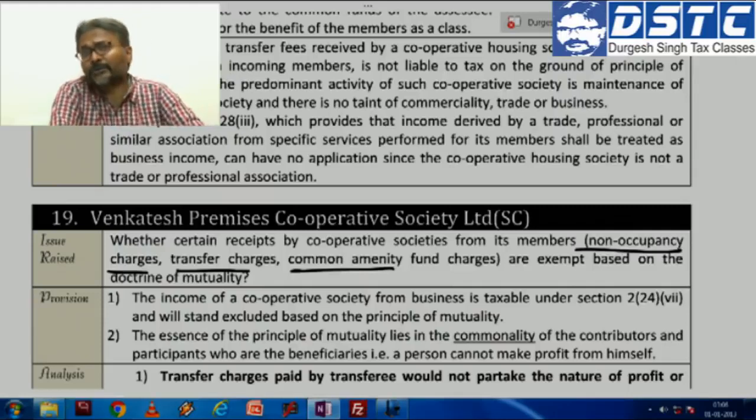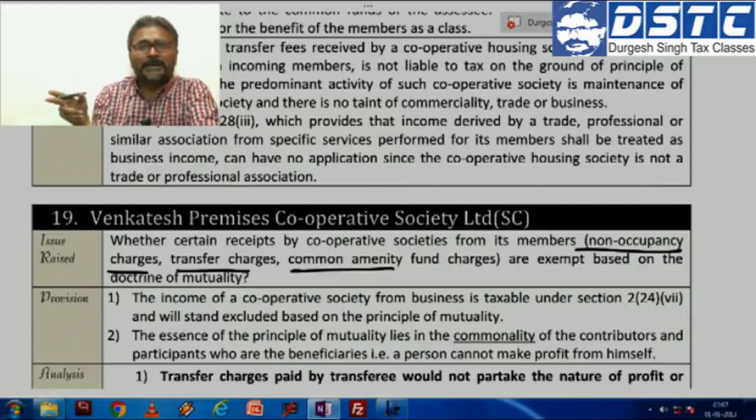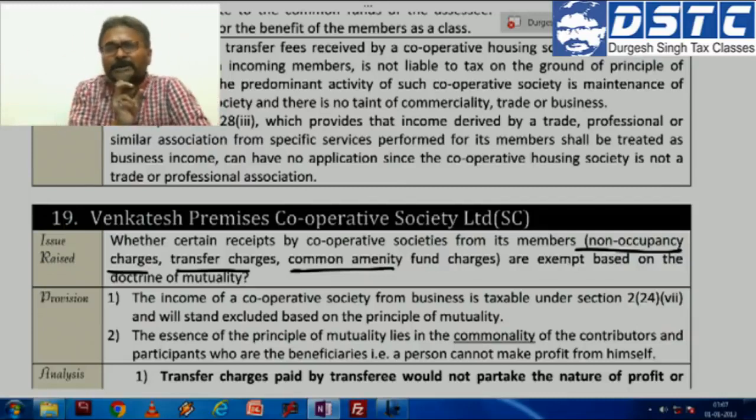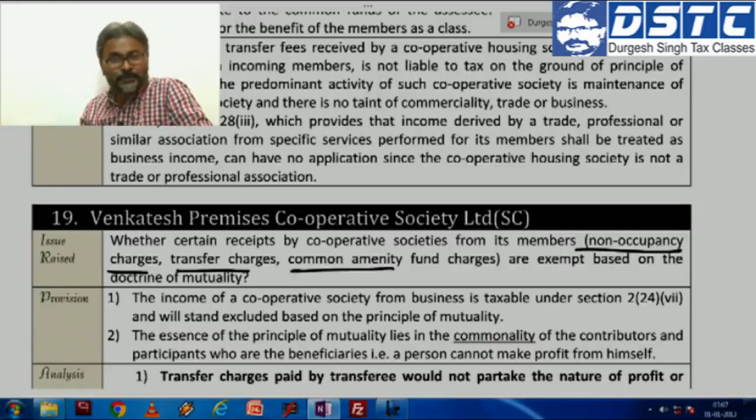So therefore, again the question that arises is this: whether this transfer charges which has been received, will that be considered as income, transfer charges received from the buyer? Because here the department is arguing that the transfer charges received from the buyer is from a non-member, and because it is received from an outsider, hence mutuality will not arise. So this was the argument put forth before the court. Because you are taking it from a non-member, therefore the mutuality will not arise.